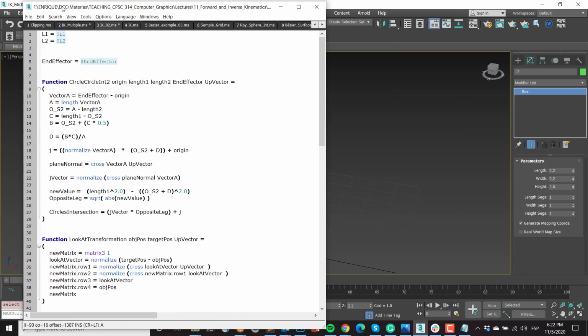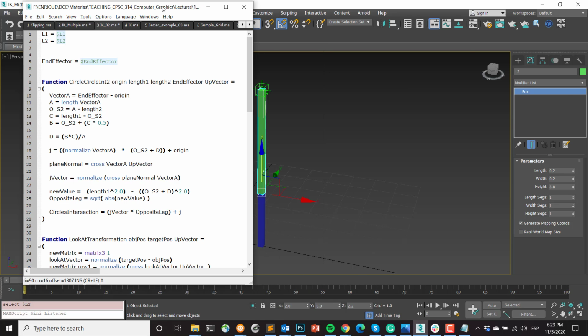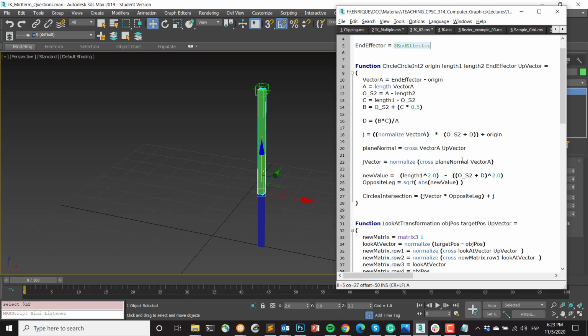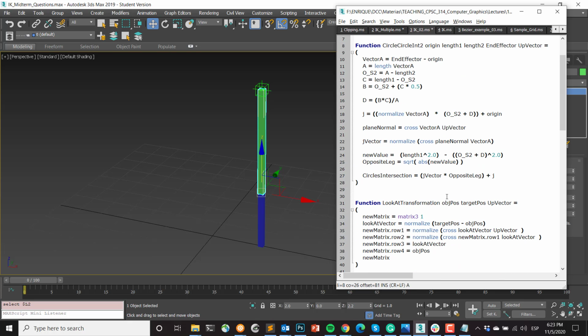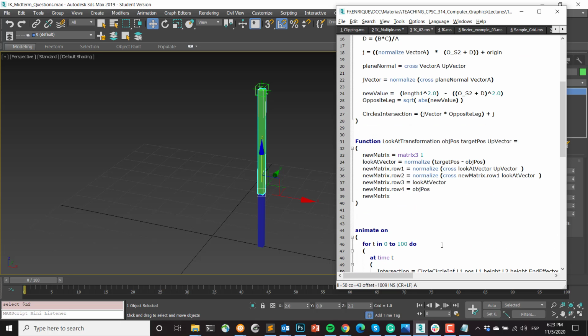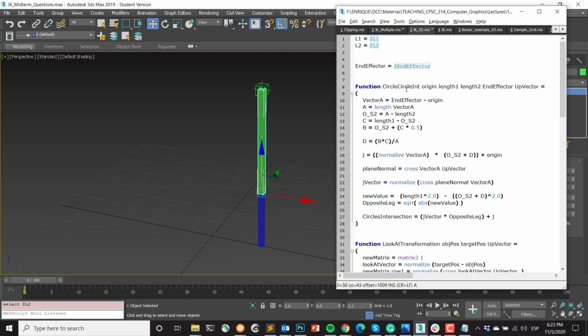So this is my code, right? This is almost the same as the one I did in the video, right? So I'm defining L1 and L2, I'm defining an end effector, I'm just getting the objects from the scene. And I have two functions, right? So circle, circle. I don't know why I have these two here, sorry. So I have circle, circle, intersection, right?